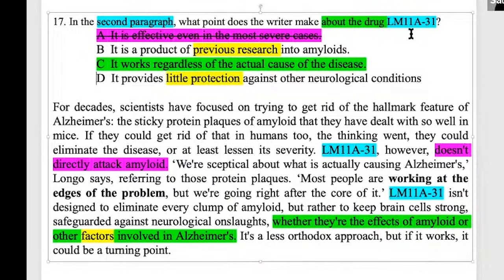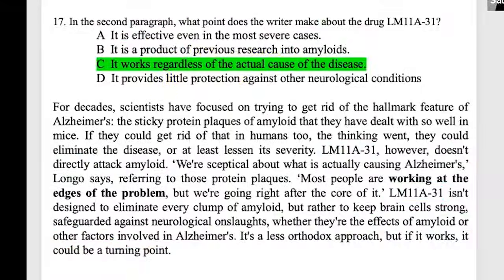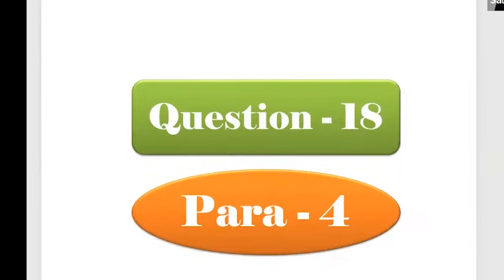You can directly go to the name when there is a name. Here it is mentioned twice. The first mention will help you eliminate the first option. Immediately after the second mention, you have the answer. The answer is C. Now, question 18, paragraph 4.